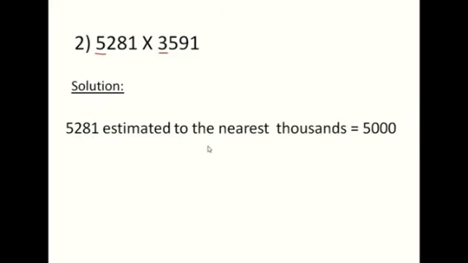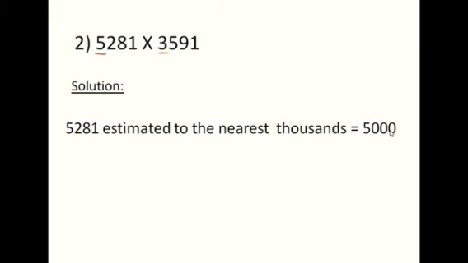For 3591, you check the 1000 place, it is 3, but in the 100 place it is 5. 5 is more than 4. So more than 4 means what we have to do? We have to add 1 here. So 3 plus 1 is 4, 5, 9, 1 will be replaced with 0. So let's start working. So 5281 estimated to the nearest thousand is 5000.